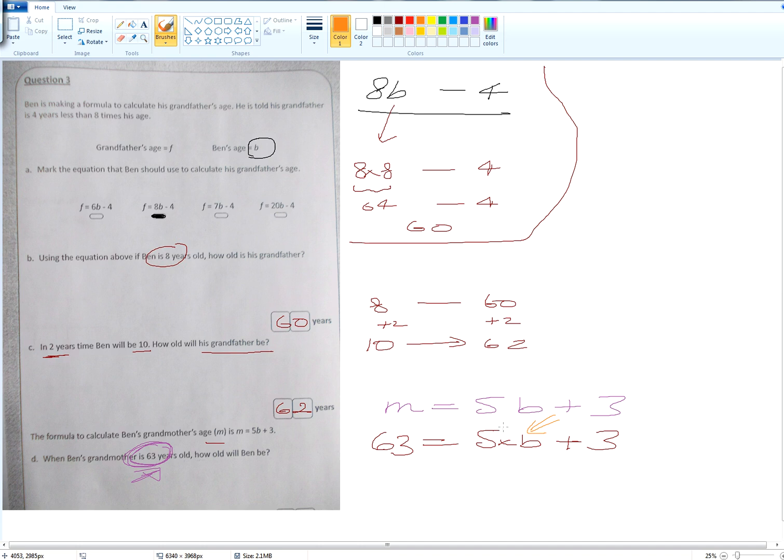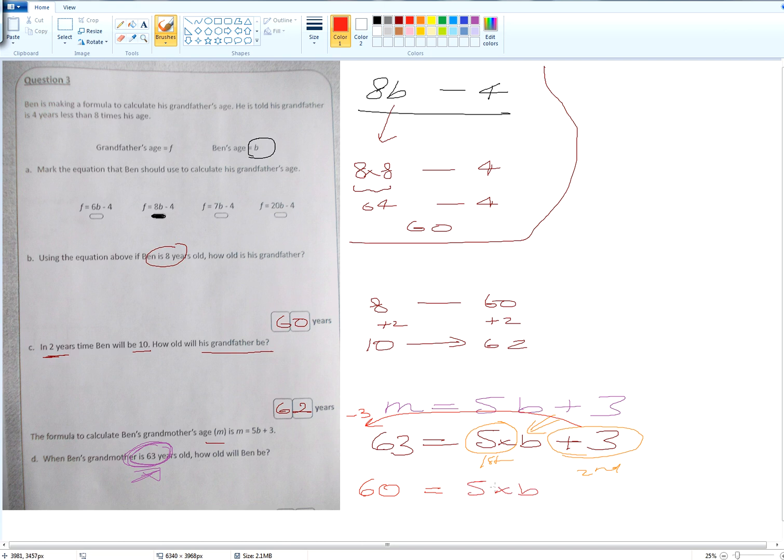So B is being acted on by times 5. That's called the first action. Then it's been added by 3, which is called the second action. Now, when I move the actions, which action do I move first? Second, always the second or last action. So opposite of add 3 is? Take away 3. So 63 take away 3 will give us? 60.